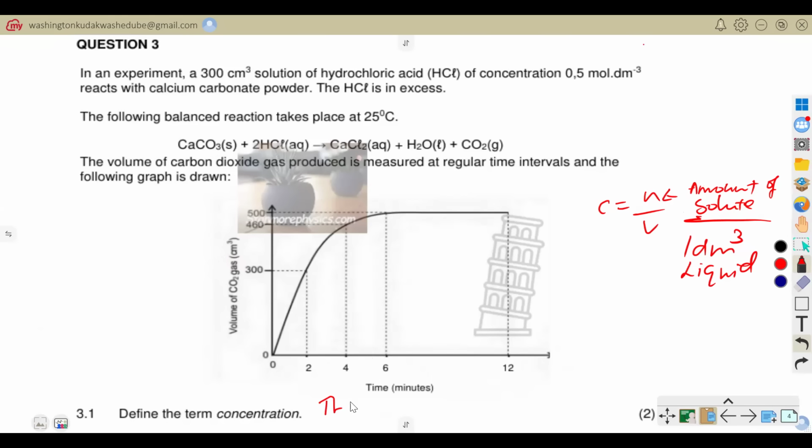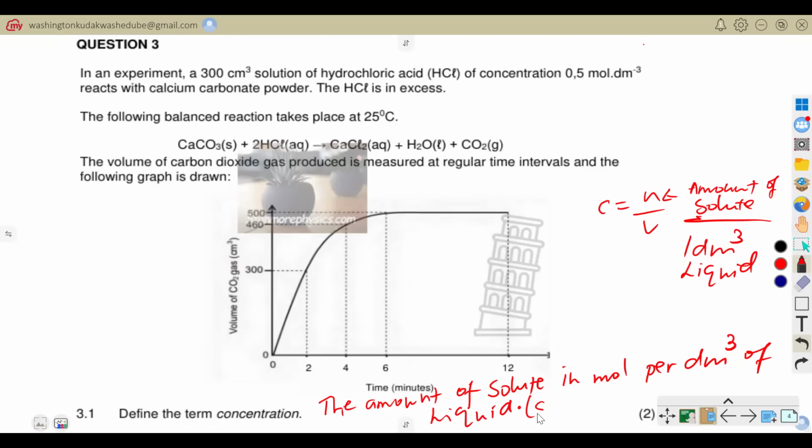You'd say that the amount of solute in moles per decimeter cubed of liquid. So the amount of solute in moles that would be dissolved in 1 decimeter cubed of liquid, or else of solution. That is what we refer to as concentration.